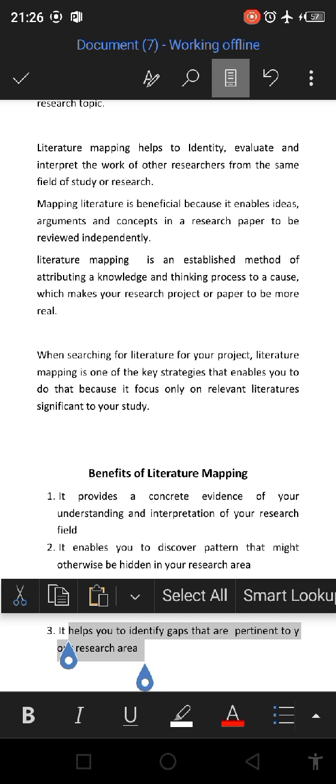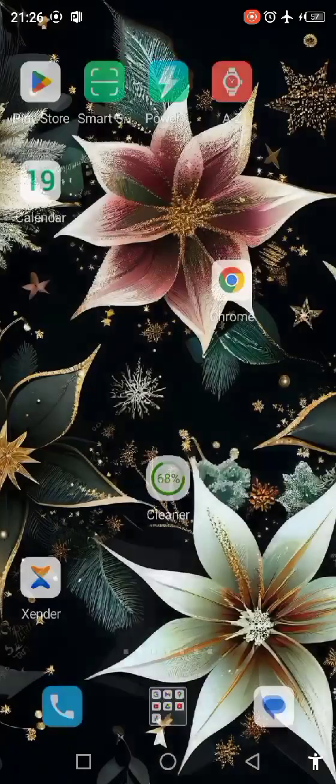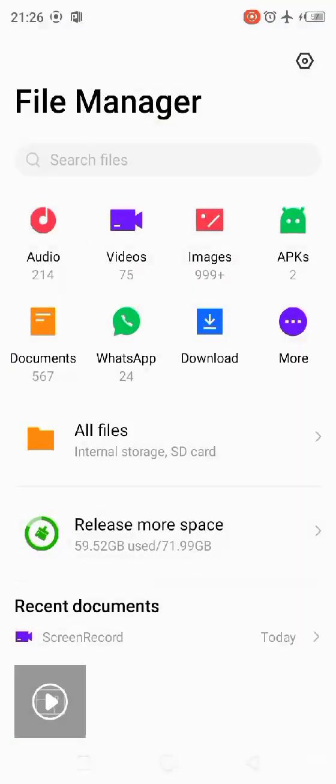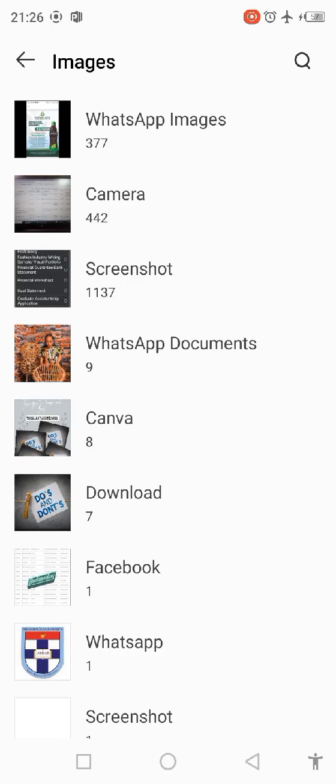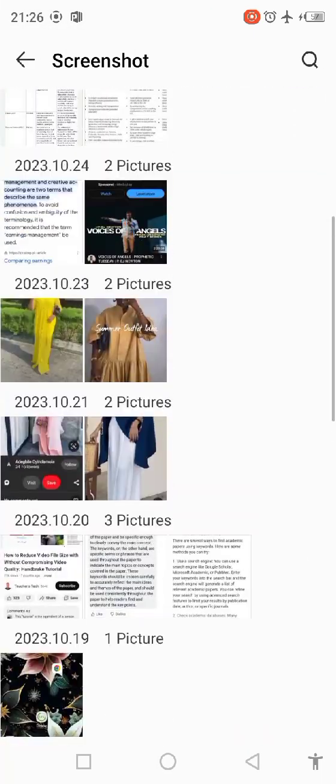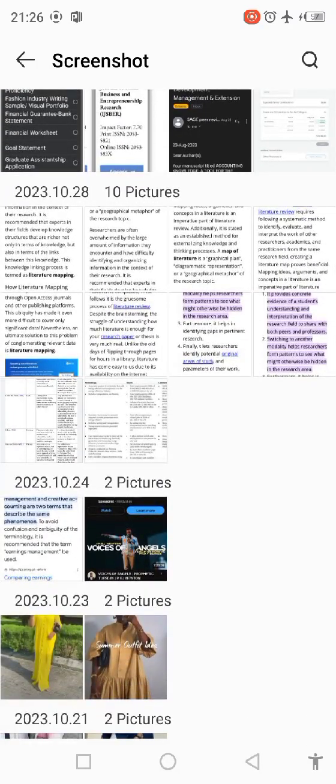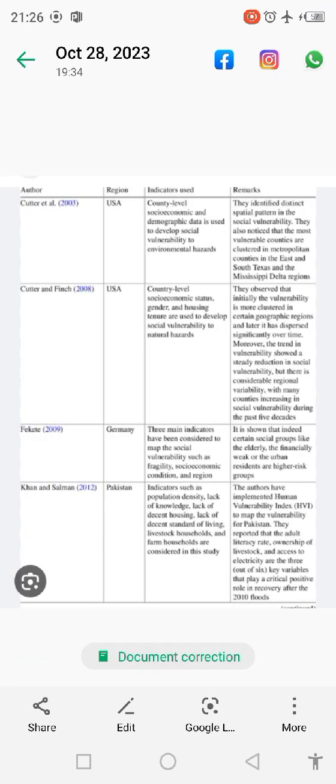What I will be showing you is a literature map done in a table. You understand? And even in mapping out your literature in a table, it also comes in different ways, because it depends on what you are interested in working on. Okay, let me show you different examples of a literature mapping. Okay, let's start from this.